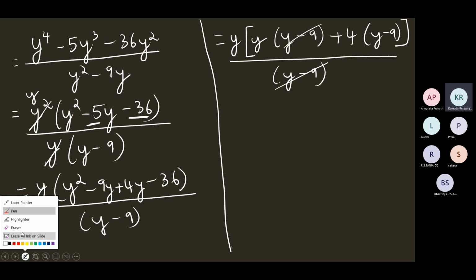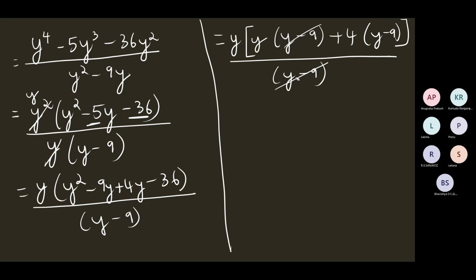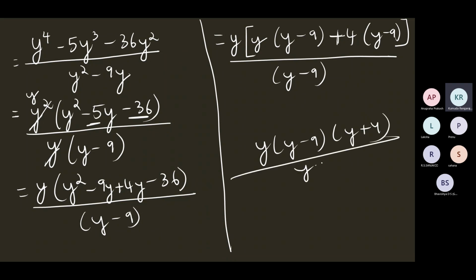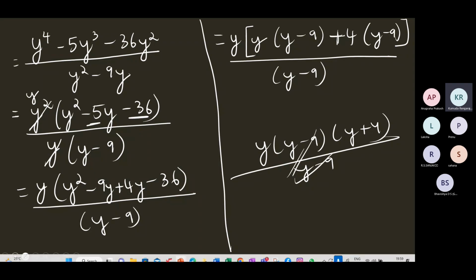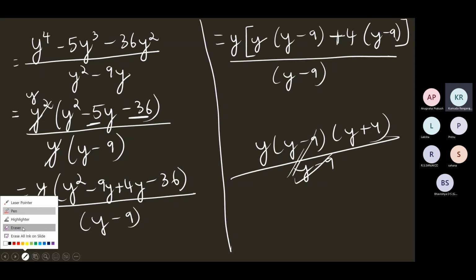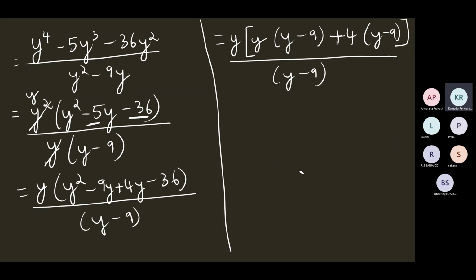You must not cancel. Whenever there's a plus or minus sign, you see a plus 4 into something. If it was y into y minus 9 into y plus 4, if it's a product everywhere by y minus 9, then you can cancel. But when there's a plus or minus sign in the middle, you cannot cancel. You can see that it is this product plus this product. So there's a plus sign in the middle, and you cannot cancel y minus 9 and y minus 9.